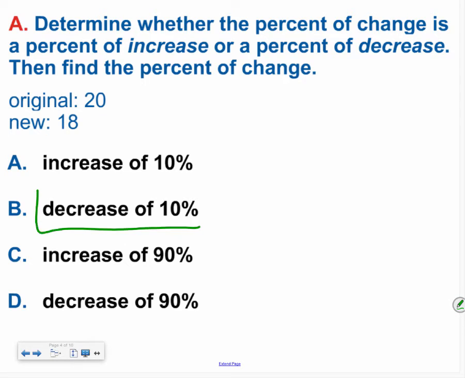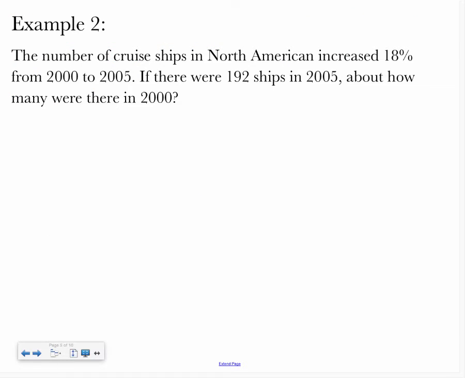Hopefully you determined this was a decrease of 10%. If that's not what you got, be sure to ask for some help. Example 2. The number of cruise ships in North America increased 18% from 2000 to 2005. If there were 192 ships in 2005, about how many were there in 2000?